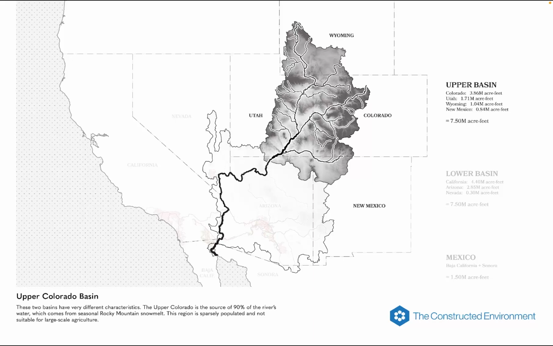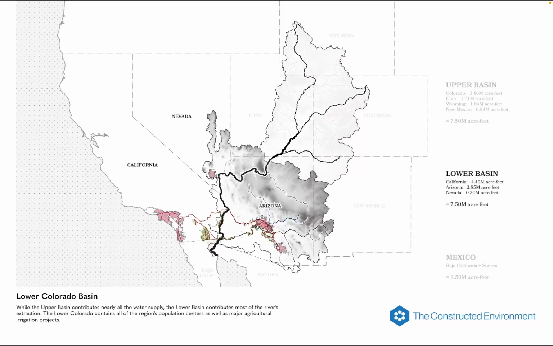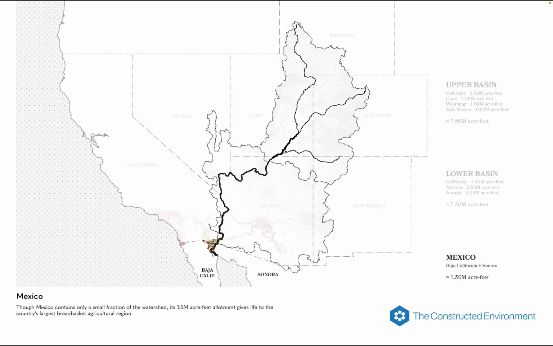The upper Colorado is the source of 90% of the river's water, which comes from seasonal Rocky Mountain snowmelt. This region is sparsely populated and not suitable for large-scale agriculture. While the upper basin contributes nearly all of the water supply, the lower basin contributes most of the river's extraction. The lower Colorado contains all of the region's population centers, as well as major agricultural irrigation projects.